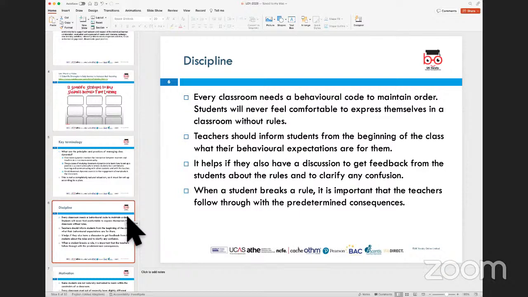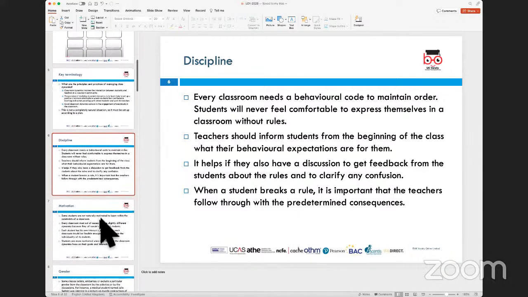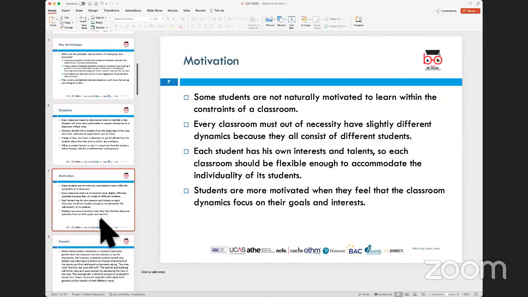And if the student breaks that rule, it is important that teachers follow through on what they have explained as predetermined consequences. Now, when we talk about classroom dynamics, we talk about discipline, we talk about motivation. Motivation is important because the learners should feel motivated to attend the class. They should also feel that the teacher makes the class and the teaching very interesting. For example, the use of activities, discussion points, sometimes props, are used essentially to keep learners motivated to attend these sessions.